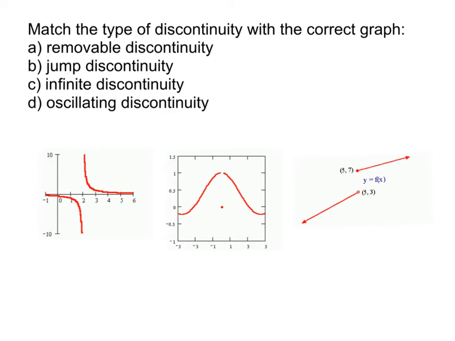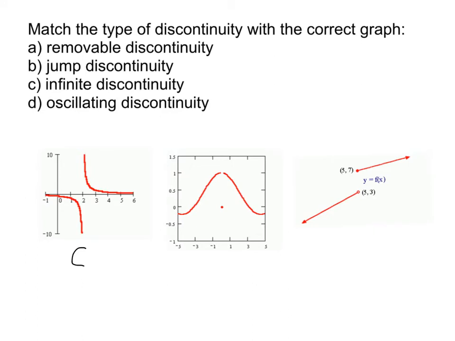Alright, hopefully you saw that this first graph was an infinite discontinuity, because this graph goes down to -infinity, then it jumps, or it discontinues up to positive infinity, and then comes back down. So this one would be part C.